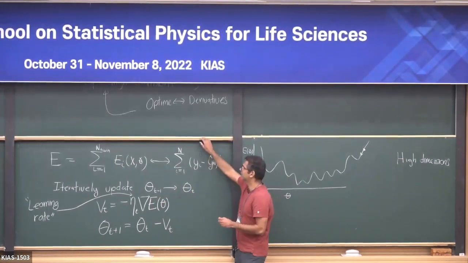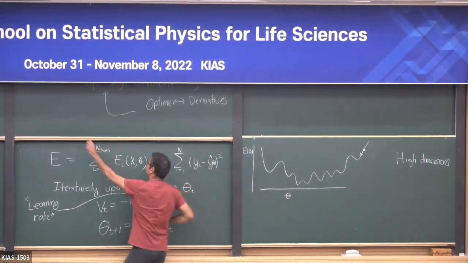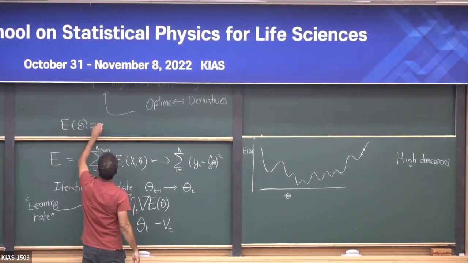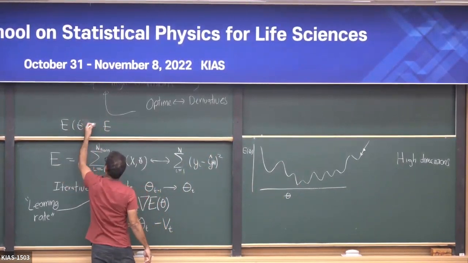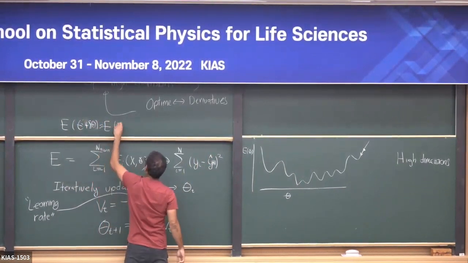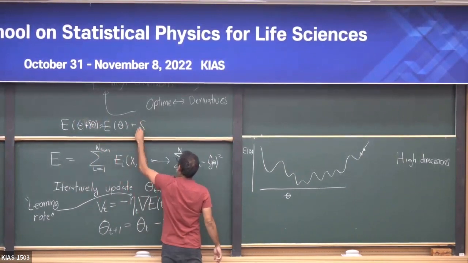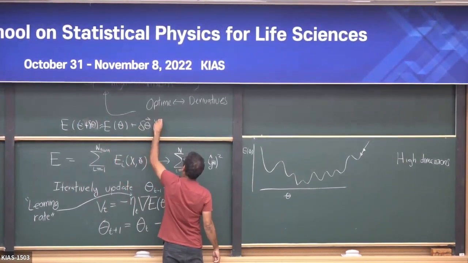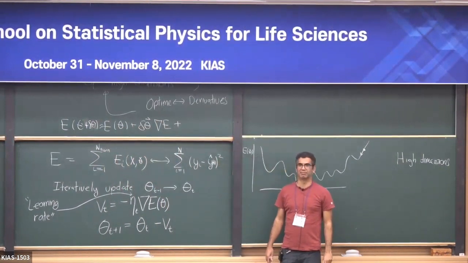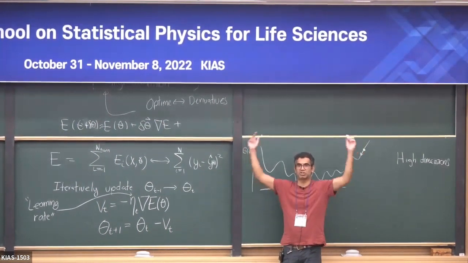So what I'm saying here is E of theta plus delta theta is approximately E of theta plus delta theta times the gradient of E. And what would be the next term in this thing? Yeah, you'd have the Hessian, right? That just measures the curvature.